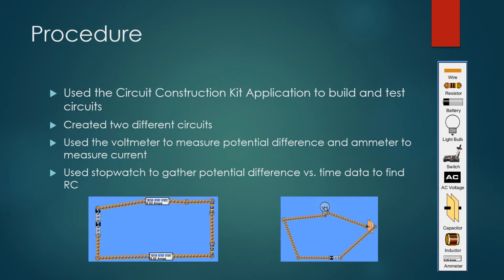As I stated, I used the Circuit Construction Kit application to build and test circuits using the drag and drop features. I used this application to build 2 different circuits, a series circuit and an RC circuit. I also used the voltmeter to measure potential difference or voltage and the ammeter to measure current. Finally, I used the stopwatch to gather potential difference or voltage versus time data to find RC.